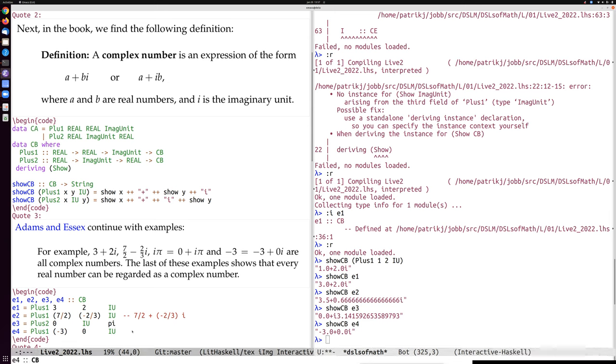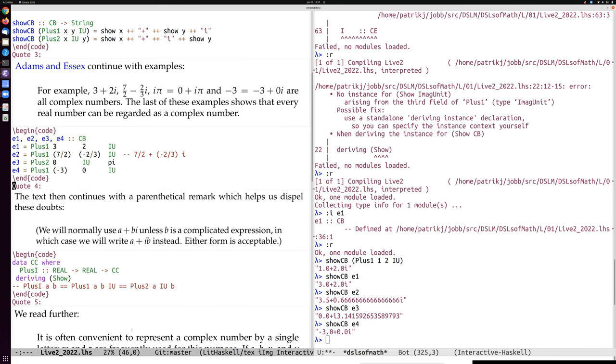Okay, so far we've introduced an imaginary unit and 2 different ways of writing complex numbers. Then comes the fourth quote. This again is a quote from the book, which quotes the appendix of the math book. This parenthesis is the only thing in the math book. And then it says, which is a little odd, we will normally use a plus bi unless b is a complicated expression, in which case we will write a plus ib instead. Either form is acceptable.